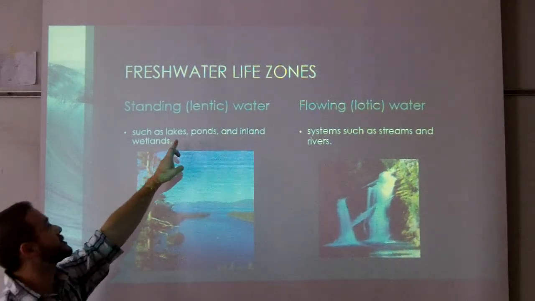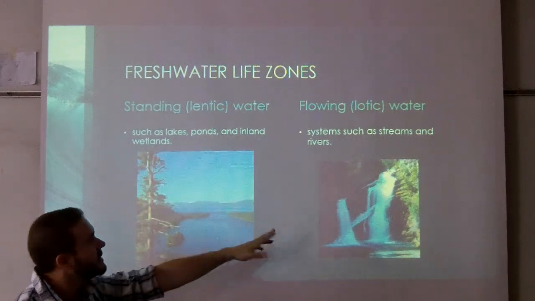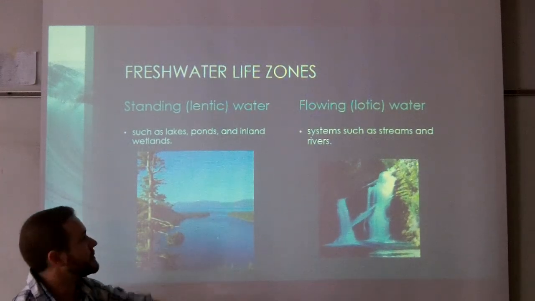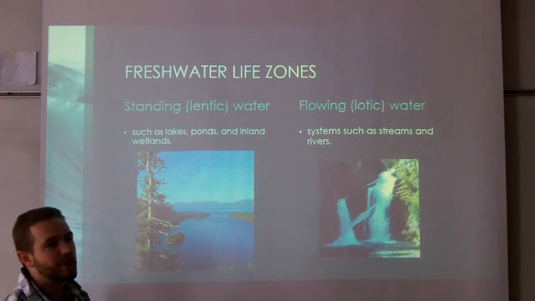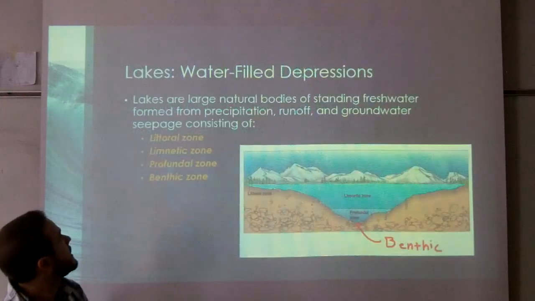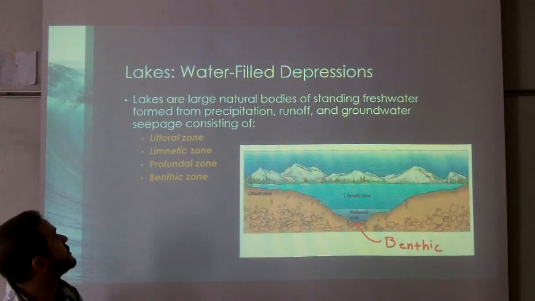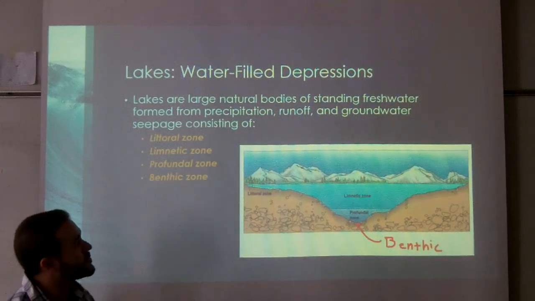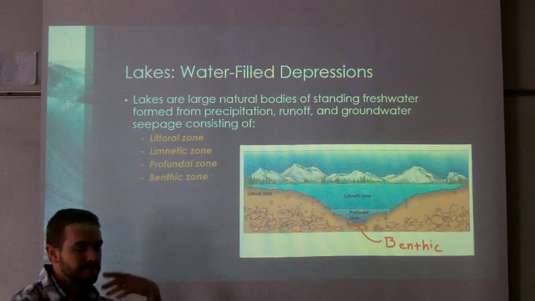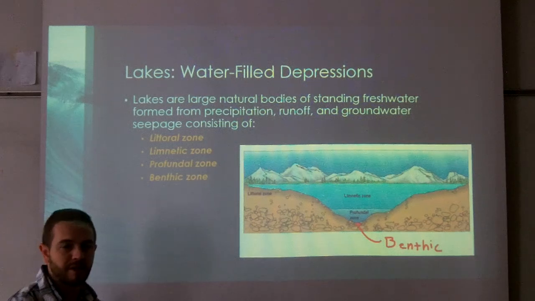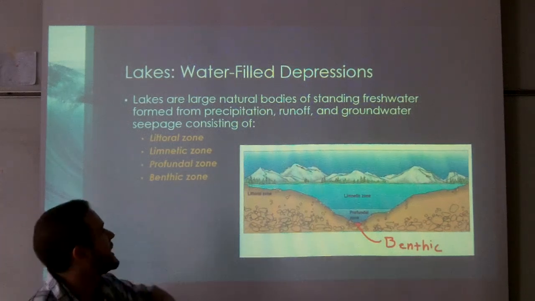So these are lakes, ponds, wetlands, rivers, streams, etc. Got it? You feel me? Good, good. Okay, lakes are water-filled depressions, and they're split up into zones, kind of like the oceans were split into zones that we covered in an earlier unit. These are divided into 4 zones.